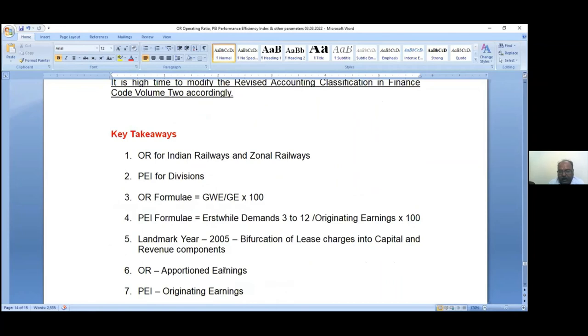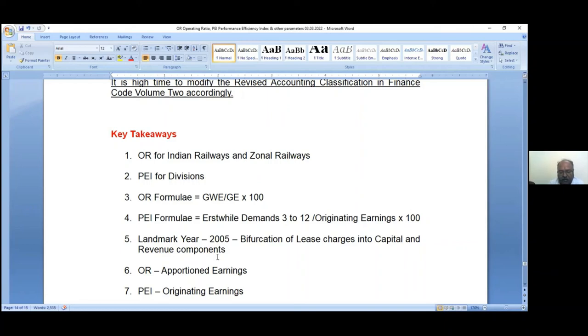These are the key takeaways for the objective type questions. OR is calculated for Indian Railways and zonal railways, whereas PEI is for divisions. The OR formula is gross working expenses divided by gross earnings multiplied by 100. The PEI formula is demands 3 to 12 divided by originating earnings multiplied by 100.